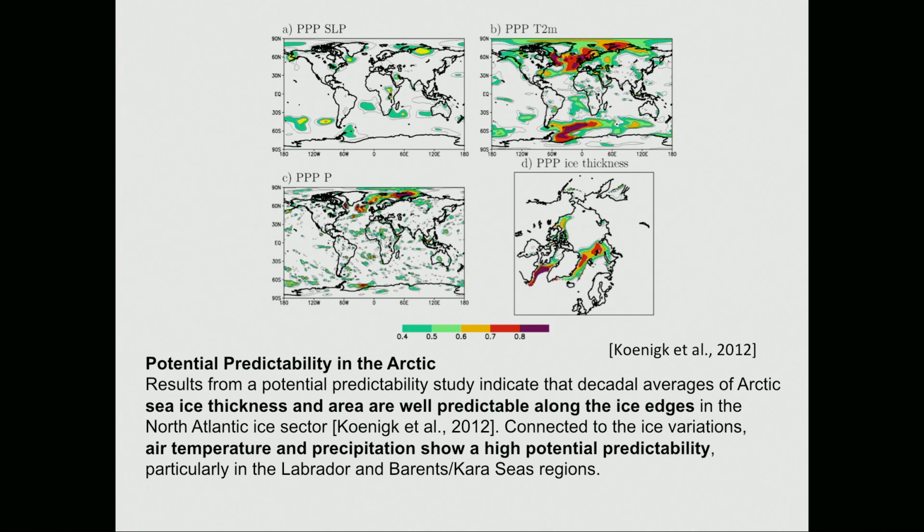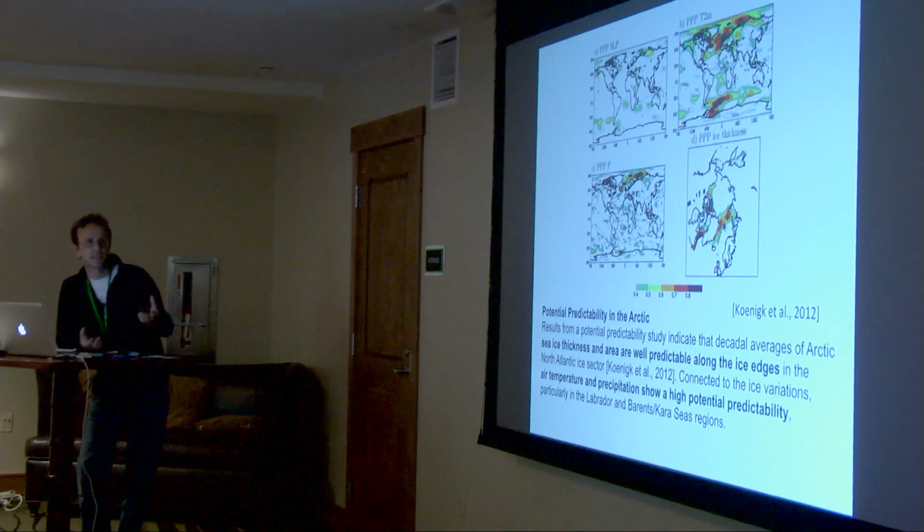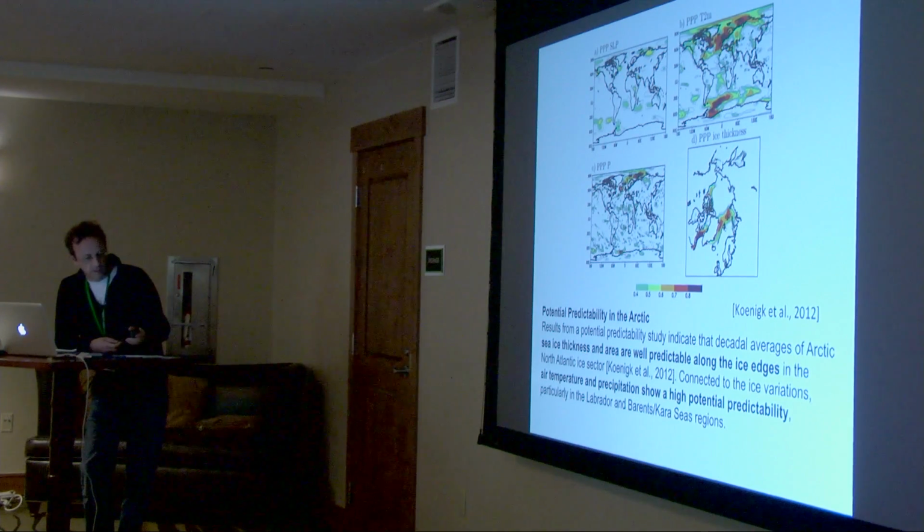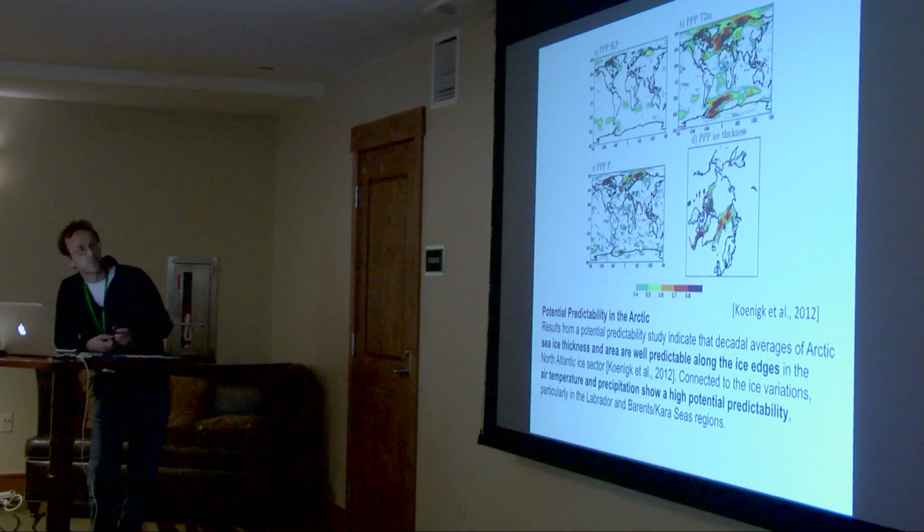So, starting with the sea ice. Sea ice predictability has been mainly explored using a potential predictability approach. This is a study from Torben Koenigk and colleagues from SMHI, exploring the potential predictability using a prognostic potential predictability approach. This study, which came out a few years ago, was showing that not only is the sea ice state predictable, particularly around the sea ice edges and in the Arctic, but a number of additional climate variables show a consistent pattern of potential predictability, particularly the surface temperature and the precipitation.